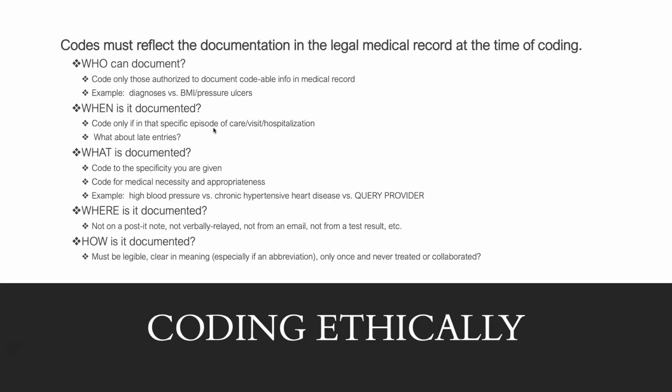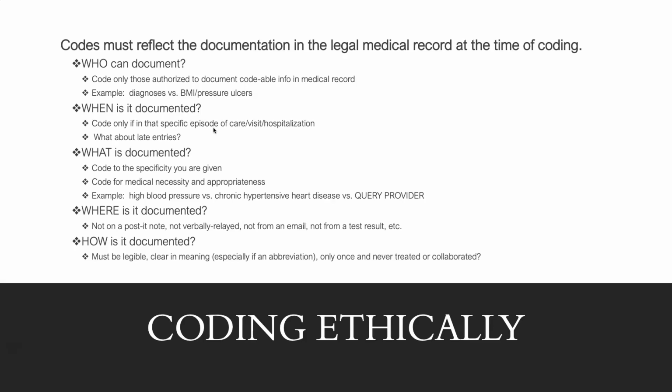You code for medical necessity and appropriateness. So the more information you have, the better off you are, but you definitely want to make sure that if a procedure was done, you're getting information to code for that, to explain why it was medically necessary and why it was appropriate. So for example, if you have high blood pressure versus chronic hypertensive heart disease, what do you do? Well, high blood pressure is a symptom. Chronic hypertensive heart disease is a diagnosis.